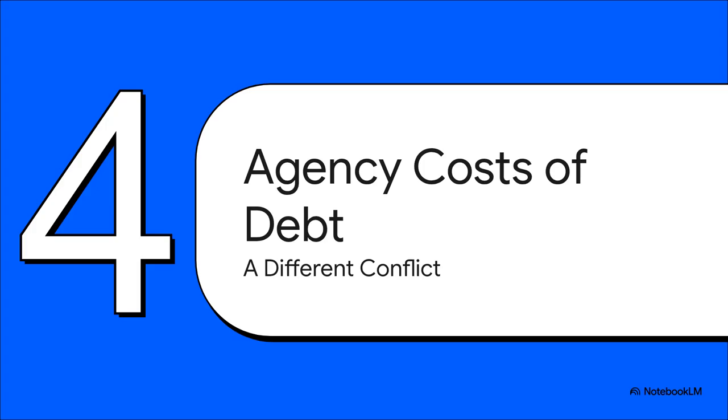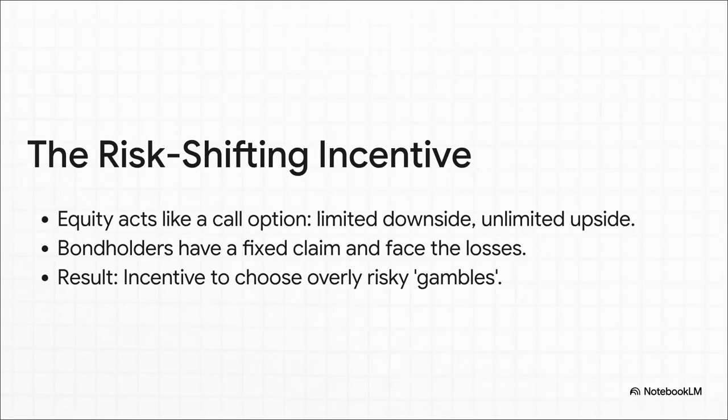Using debt doesn't eliminate agency problems, it just swaps them out for a completely different and equally dangerous set of issues. When a firm has a lot of debt, the equity starts to look a lot like a call option. Think about it. The shareholders have unlimited upside if things go great, but their downside is capped. They can only lose what they put in. This creates a nasty incentive to risk shift. Managers, acting on behalf of shareholders, now want to swing for the fences with super risky projects. If the bet pays off, shareholders get all the winnings. If it blows up, well, that's the bondholders' problem.